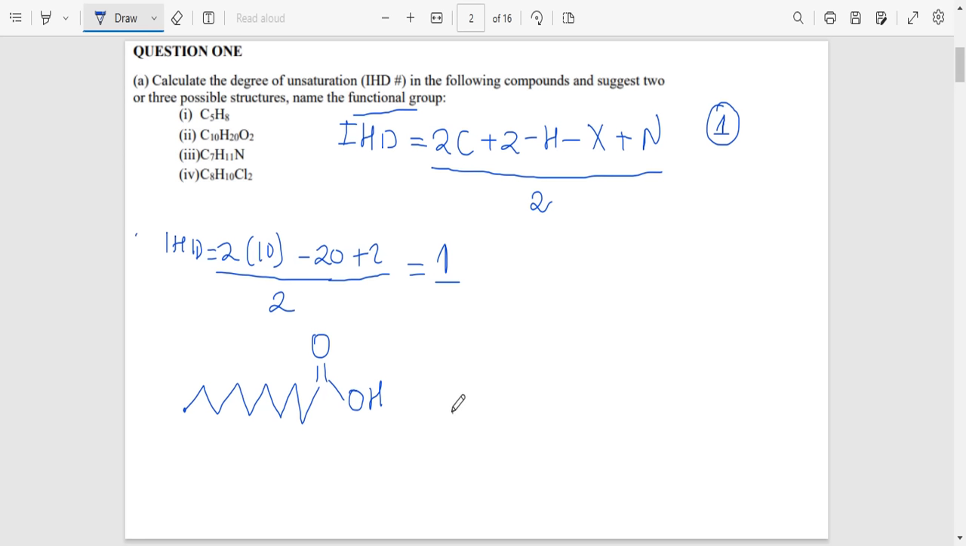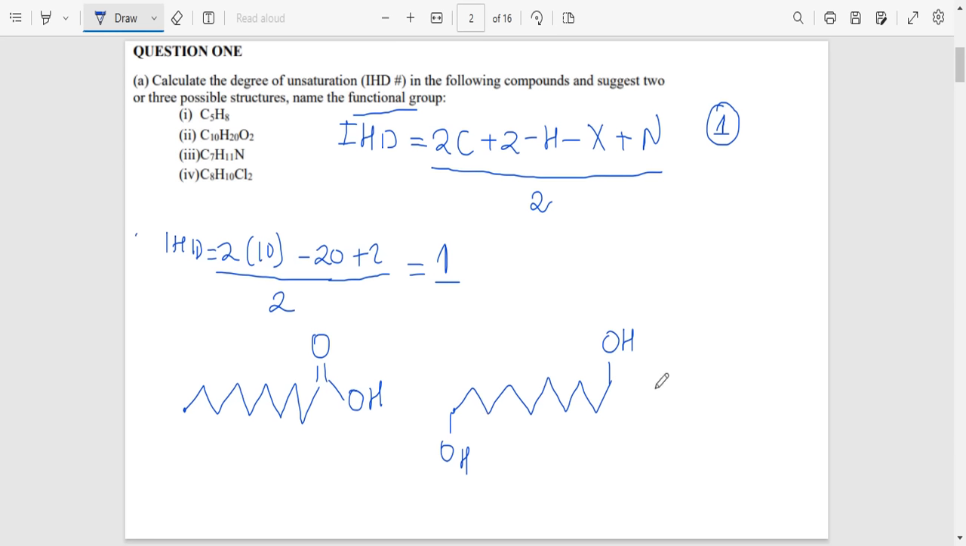Well, I can have one carbon, 2, 3, 4, 5, 6, 7, 8, 9, 10. Let me have oxygen at this point. Okay, if I put the double bond, that will mean I'm going to increase IHDs. So let me put one oxygen here with a hydrogen. Let me also put one oxygen here with a hydrogen. So what functional groups are these? These are alcohol functional groups.